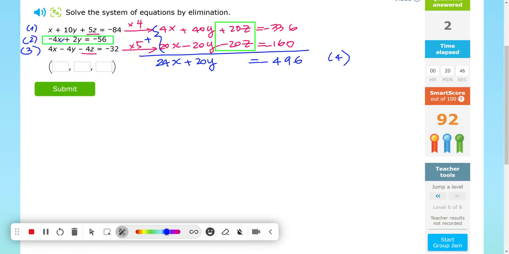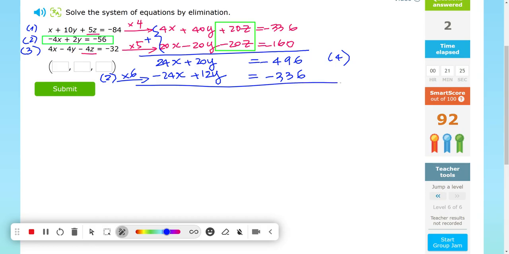Take a look at equation number 2. I can eliminate the x. So the x on equation number 2 has become negative 4x, and I need negative 24x, so I would multiply by 6. 6 times 4x becomes negative 24x. 6 times 2y becomes 12y. Now, negative 56 times 6. 6 times 6, 36, remember 3. 6 times 5, 30, becomes 33, with the negative sign.